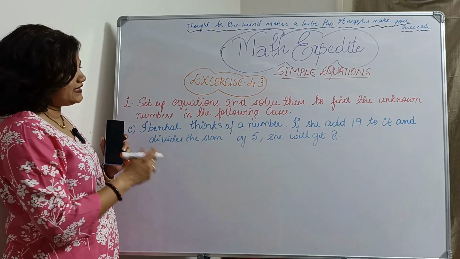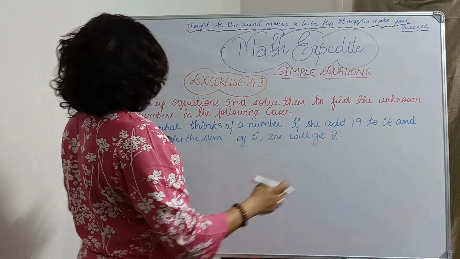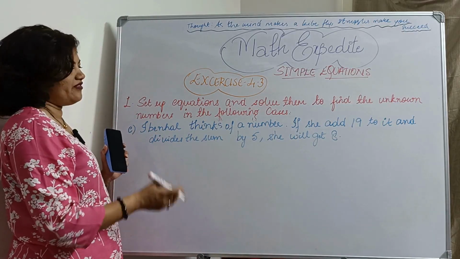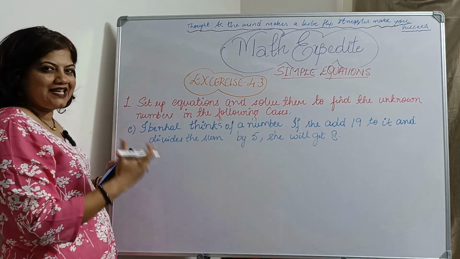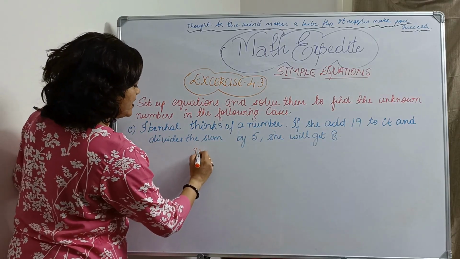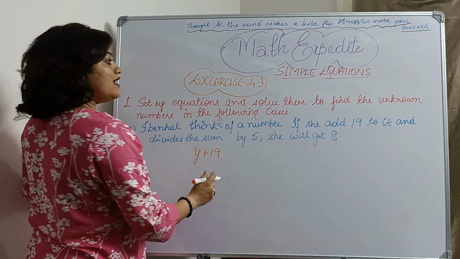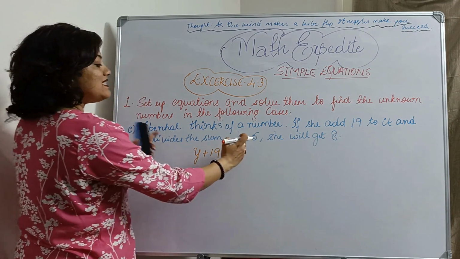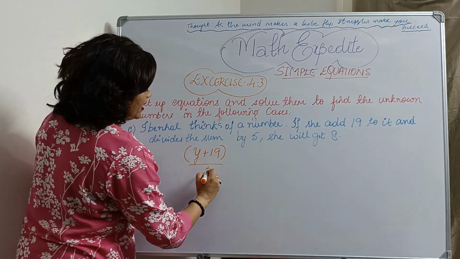Next one, Ibnal thinks of a number. If she adds 19 to it and then divides the sum by 5, she will get 8. So let the number which she is thinking be y. Okay, so y, then she's adding 19 to it and then she divides the sum by 5.